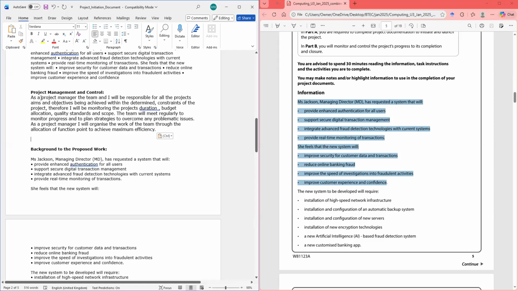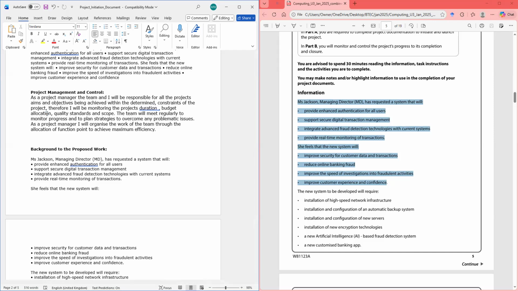All right. So as a project manager, the team and I will be responsible for all the project's aims and objectives being achieved within the determined constraints of the project. So I'm going to talk about what the aims of the project are. The aim of the project is what we have just written, but I'm responsible for that. So you could say as the aims that were discussed above.